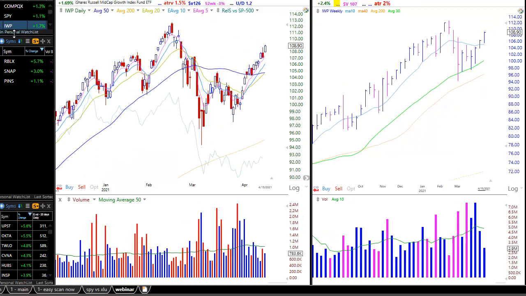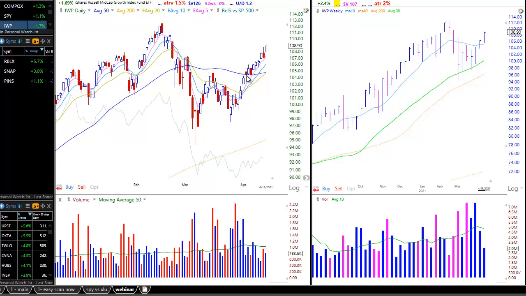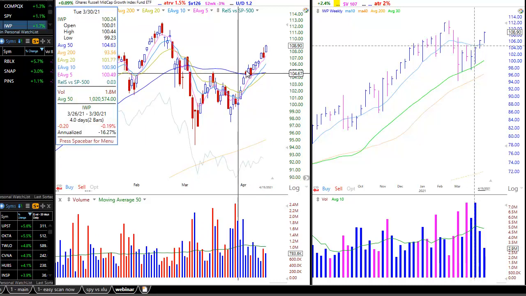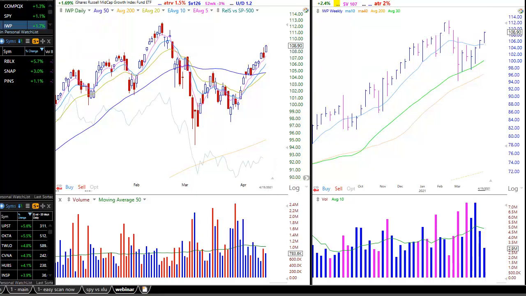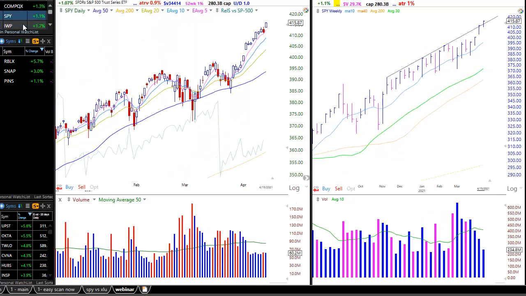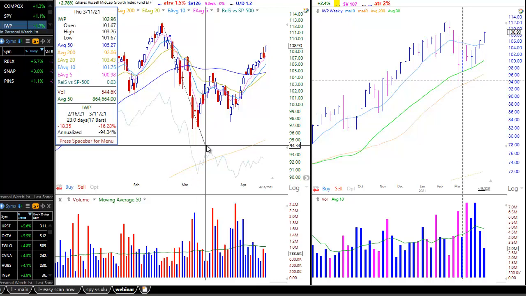And the last chart is of mid-cap growth, IWP. Many of the stocks that we like to trade are in this ETF. And like the Nasdaq Composite, it reclaimed the 50-day MA, this blue line here, and has been trending higher since. And it's obviously lagging the S&P 500 and the Nasdaq Composite by a bit, but it also had to recover from a much more volatile correction. The S&P was a 6% correction off the highs, IWP 16.